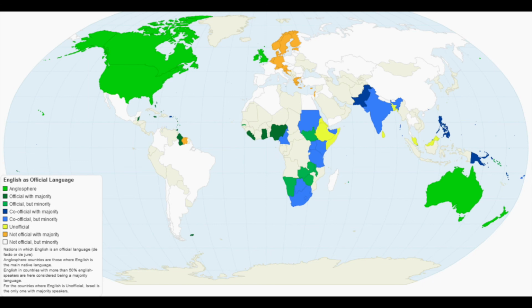The picture on the screen now shows the relationship of every country in the world with the English language. If you direct your attention to the key, you can see to what degree the language is used, whether it is the first official language, co-official with another majority language, or a very common language. As you can see, the majority of the world is colored white, which means that English is a minority language. It can be found, but it is not very common.